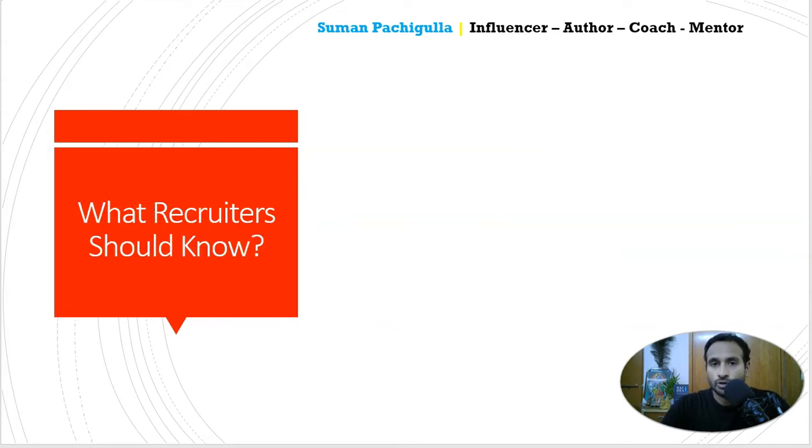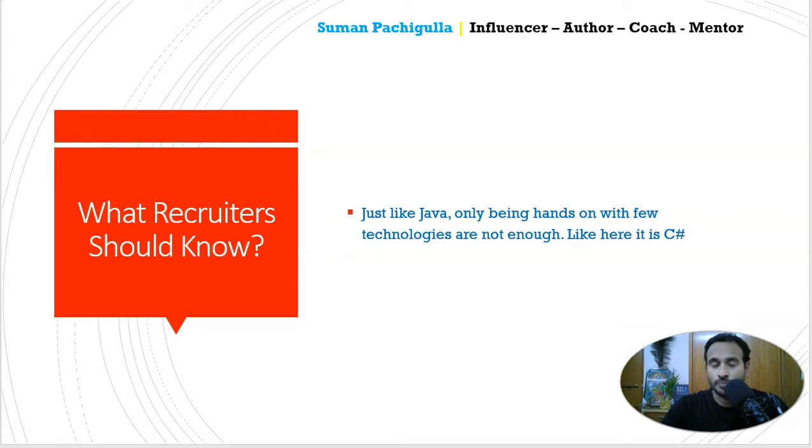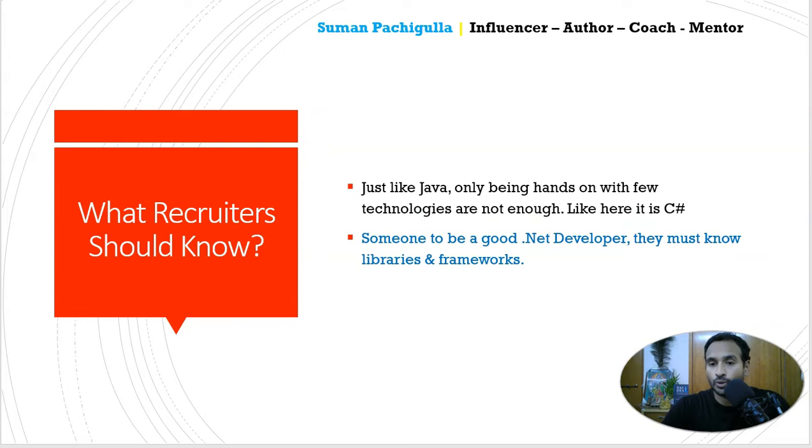Now when it comes to a .NET requirement, how would you understand it? It could be a sales recruiter, it could be an IT recruiter. How would you understand? As I was telling you, just like Java, having only one technology like C# is not enough. A .NET developer needs to know some libraries and frameworks as well. A library is a repository where pre-written programs, objects or scripts are already written, which is useful for developers to use without recreating it.